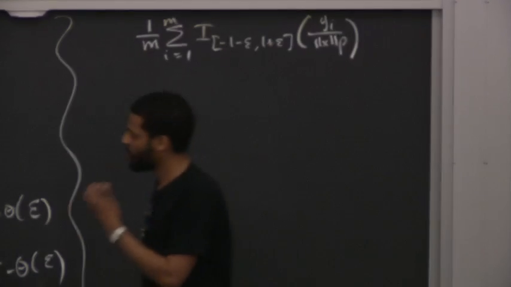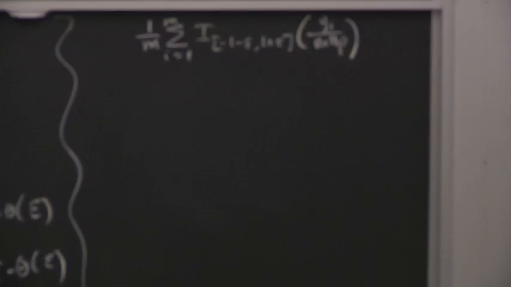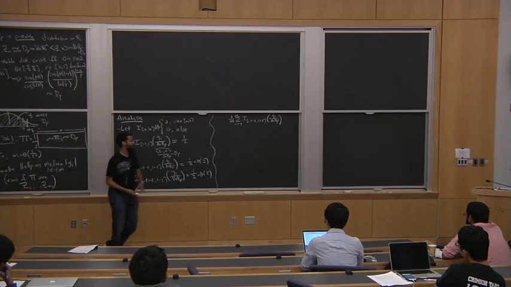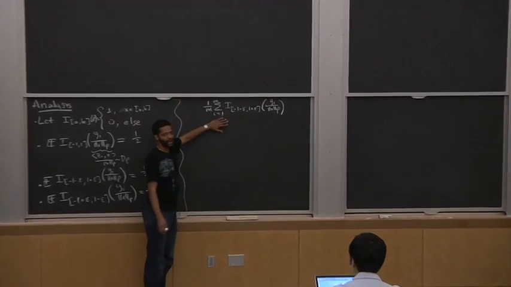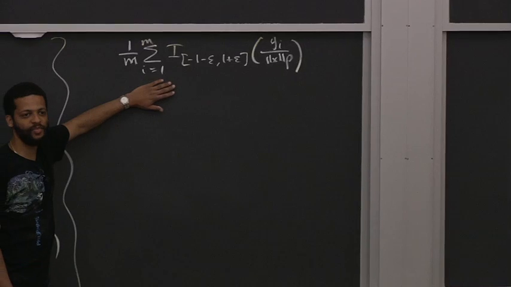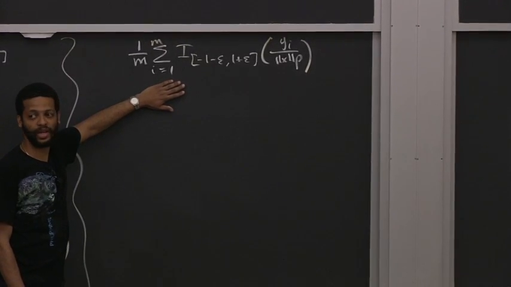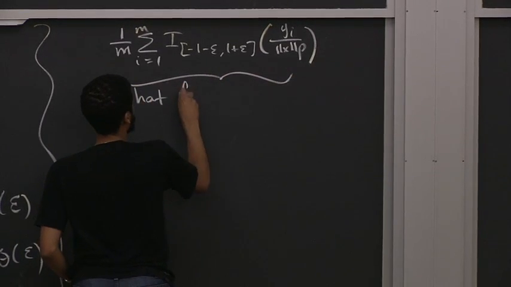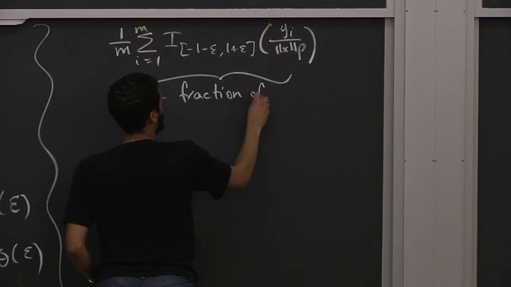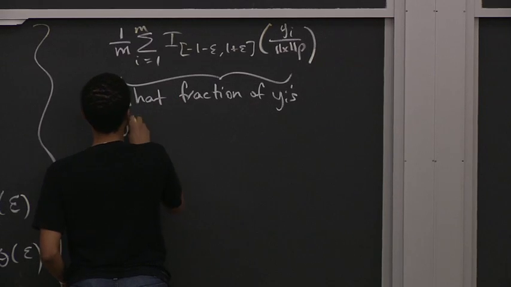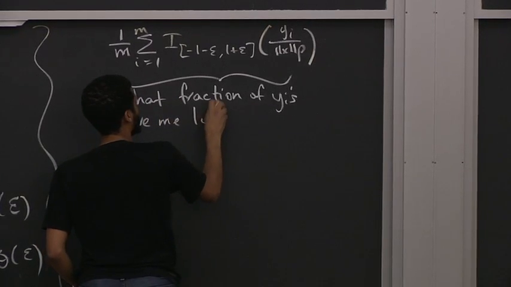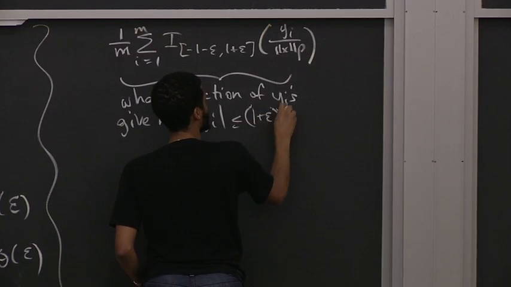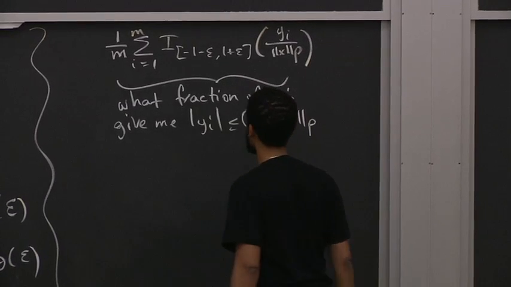Yeah, so the average of that thing, but basically, so what do I want, right? What I want at the end of the day is that the median of these yi's is between 1 minus epsilon and 1 plus epsilon times the LP norm. What this expression is telling me is what fraction of the yi's gave me a value less than 1 plus epsilon times the LP norm. What fraction of yi's give me yi is at most 1 plus epsilon times the LP norm? That's what that's counting for me.